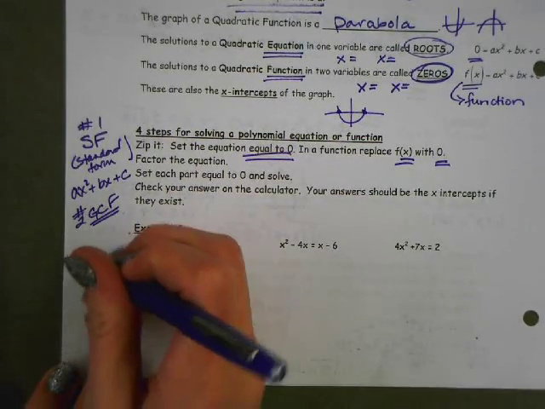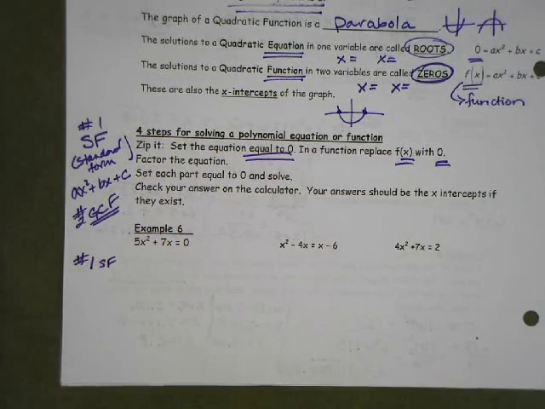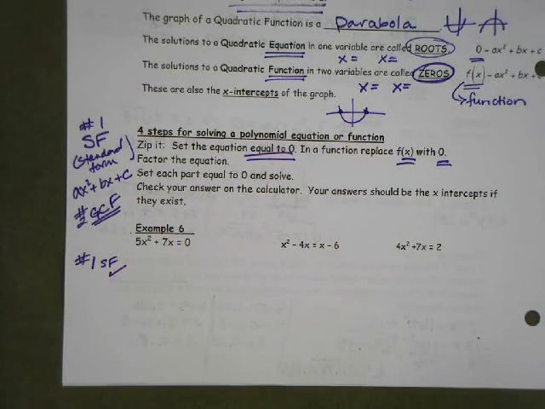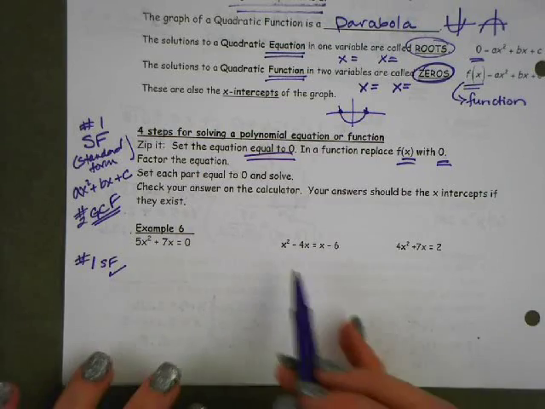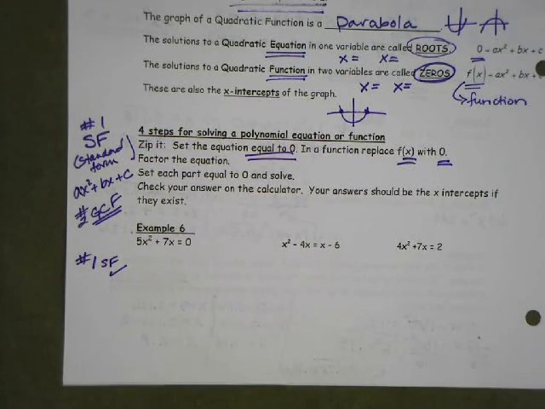So first of all, is number 6, number 1, is it in standard form? Is it from the highest to the lowest? Yes. Highest exponent to the lowest? It is. So therefore, we're good. We don't have to do anything with that one. Okay? Let's look at example number 2 here. Is that one in standard form? No, it is not. How would I make it in standard form?